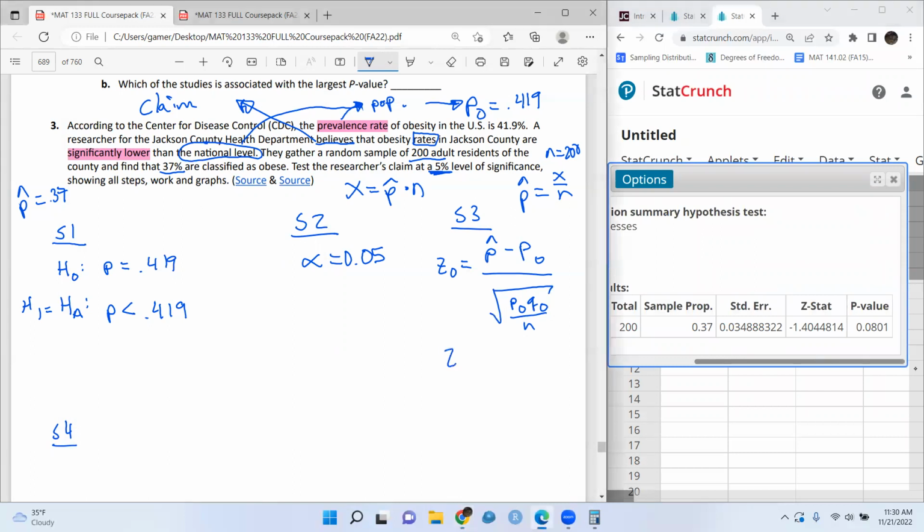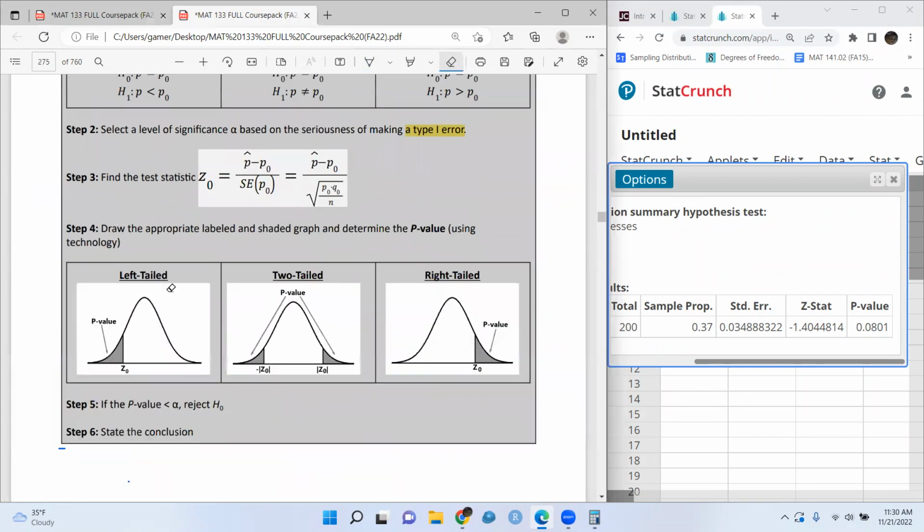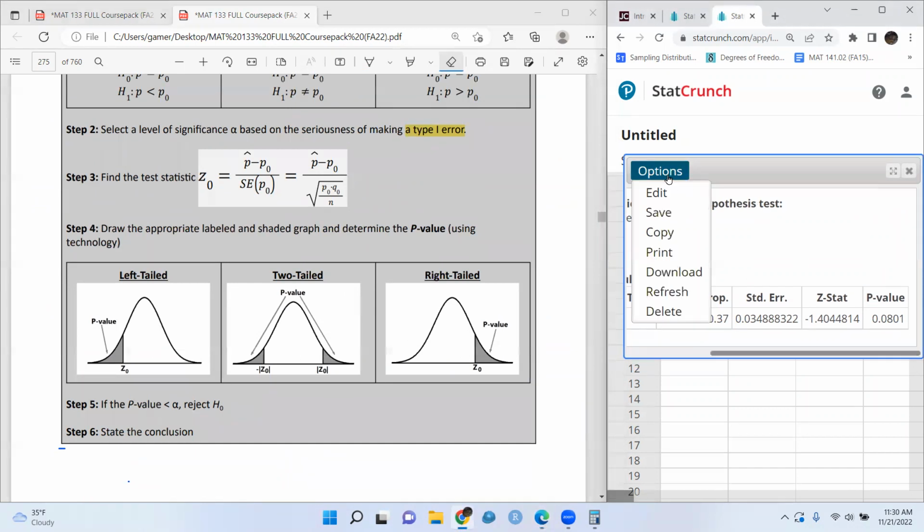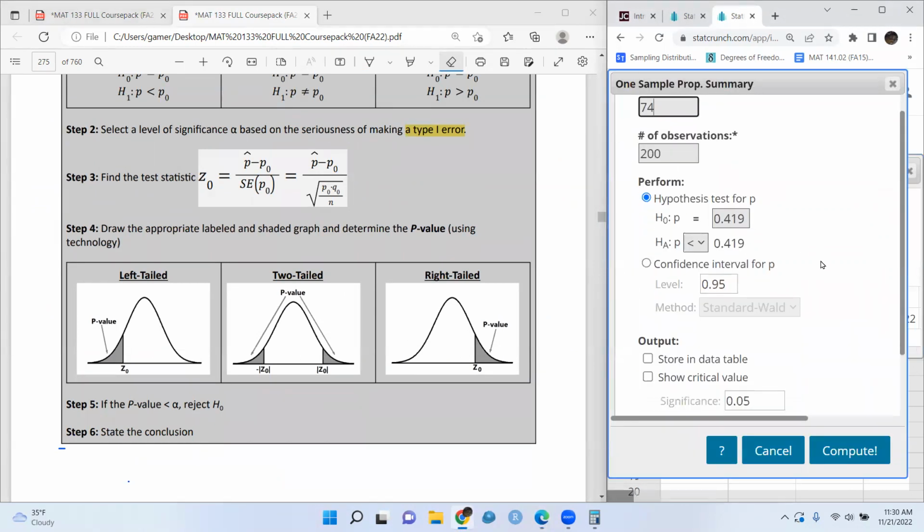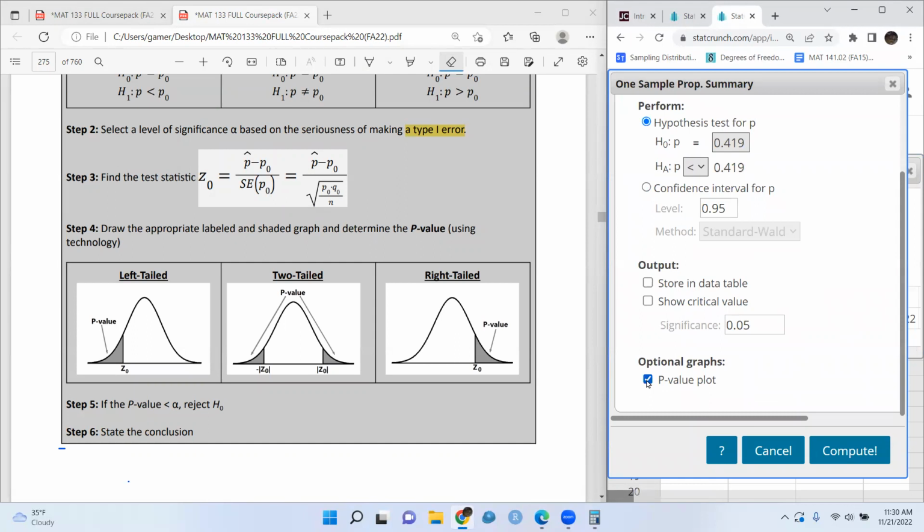So Z naught is negative 1.404, I guess we'll do 3. And the p-value is this. Now, maybe I should show you one other thing, because for step 4, we're supposed to graph this picture. And we can have a graph generated for us. That's the p-value plot. Let me pause there and make sure.